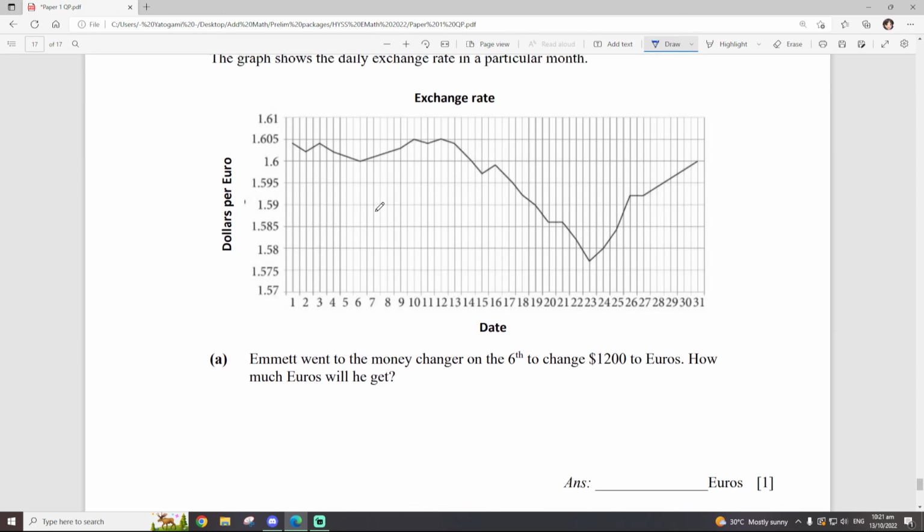So on the 6th it was actually $1.6 per euro. Take note that this is dollars per euro. So to get euros, I need to divide. So 1200 divide by 1.6. Okay, and this is 750 exactly. Okay, so 750 euros.